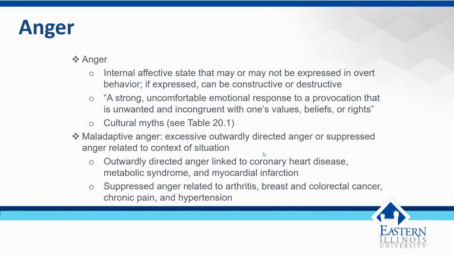Anger is an internal affective state that may or may not be expressed in overt behavior. Anger becomes maladaptive if it's too frequent, too intense, or managed in an unhealthy way. It can actually lead to coronary heart disease, metabolic syndrome, and MI, suppressed anger. Your book talks about a lot of people learning how to suppress their anger, and that's just as bad. We shouldn't suppress it. It can be related to arthritis, breast and colorectal cancer, chronic pain, and hypertension.